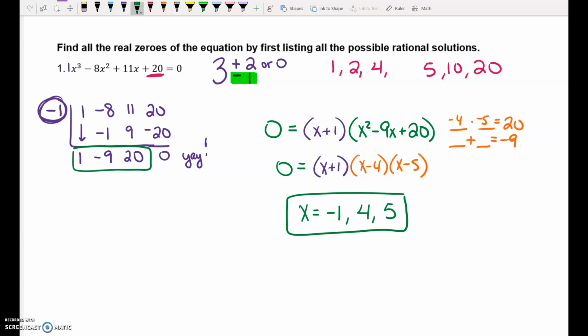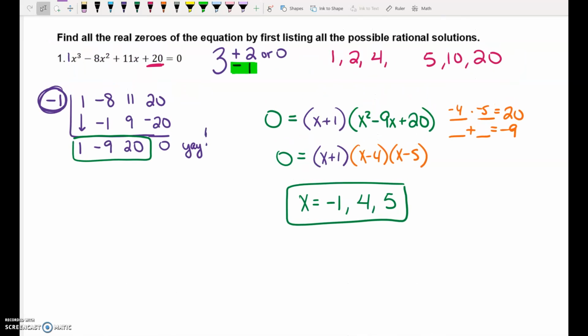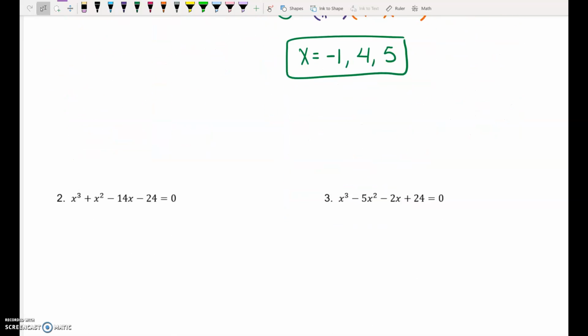Keep this in mind. If we had tested positive numbers first, we would have tried positive 1. It wouldn't have worked. Positive 2, it would not have worked. Positive 4, that's where it finally would have worked. So by testing the negatives, we actually did get our solution quicker this time. Sometimes that works in your favor, sometimes it doesn't. All right, how do you feel now? Do you feel a little bit better after seeing it a second time and seeing that it really only took up that much space, not a whole page? Let's try number 3.